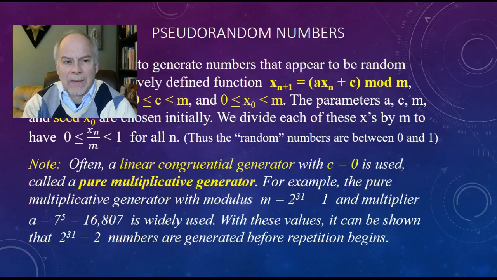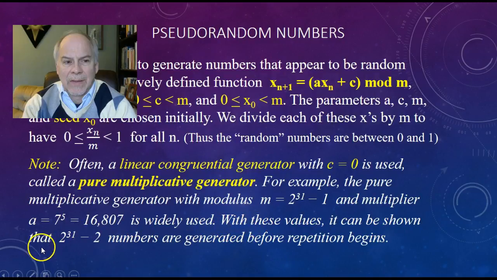But for example, the pure multiplicative generator with modulus m and multiplier a equals 7 to the 5th power. So in other words, we're going to multiply by a being 16,807. That's widely used. So our a value of 16,807 and our mod of 2 to the 31st power minus 1, which is a prime number, by the way, but it's a Mersenne prime. And so that is widely used.